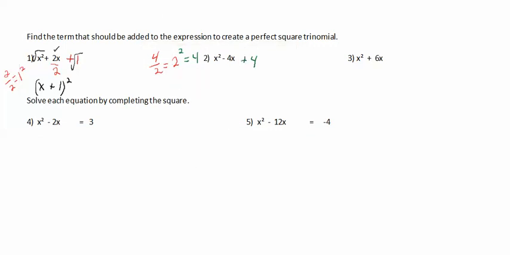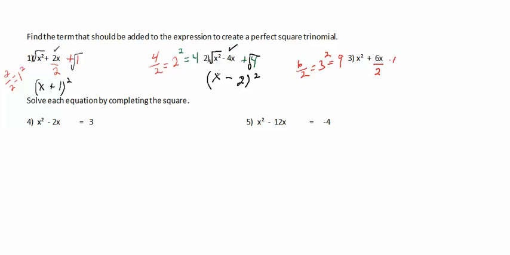Now, we created a perfect square trinomial because we take the square root of the first term, which is x. We took the square root of the last term, which is 2. 2 times x is 2x. 2 times 2 is 4. It's a perfect square trinomial. Okay, the next one. Take 6. That's the middle term, the b term, divided by 2, which gives 6 divided by 2 is 3, and square it. 3 times 3 is 9.